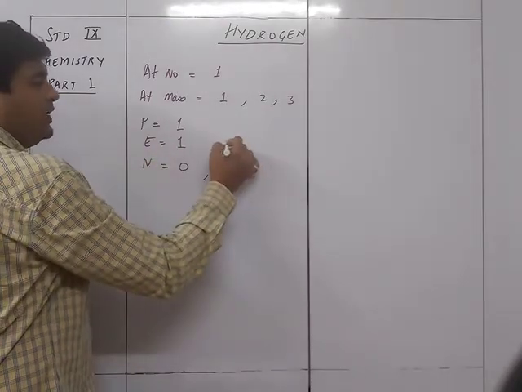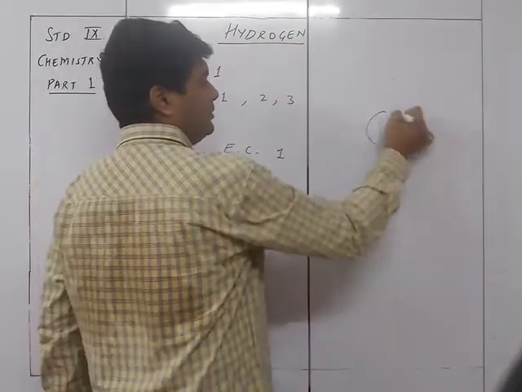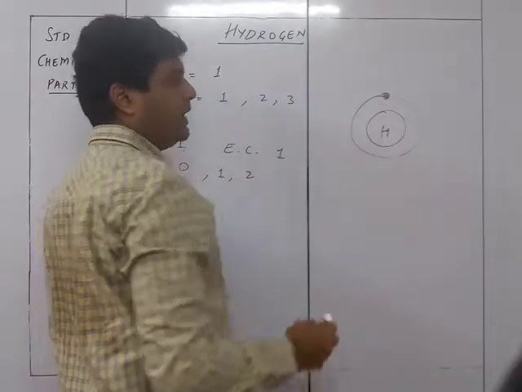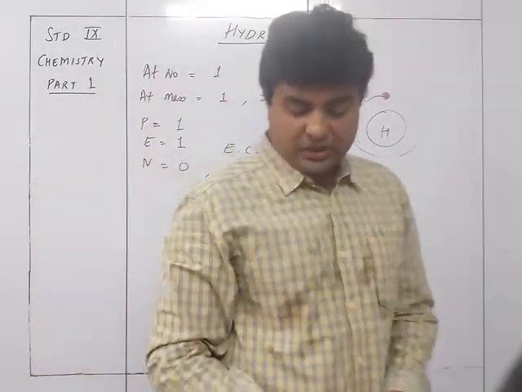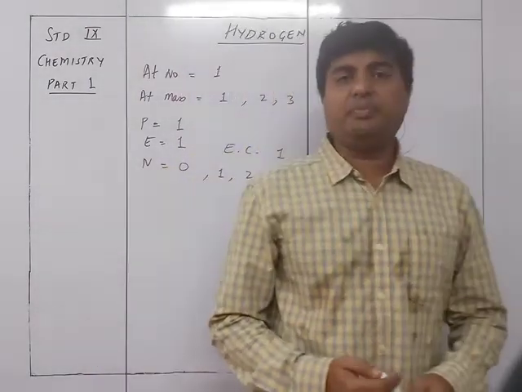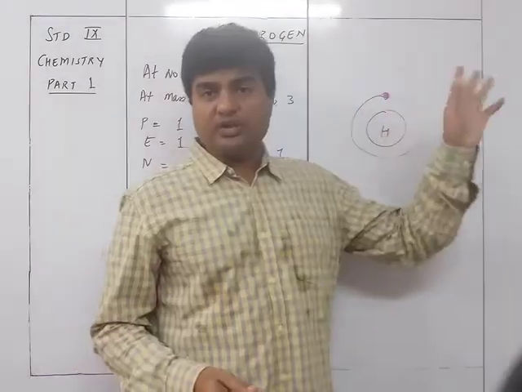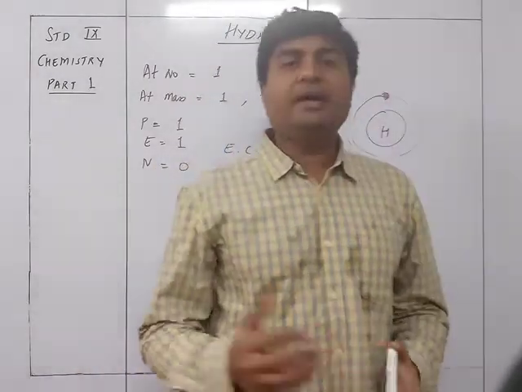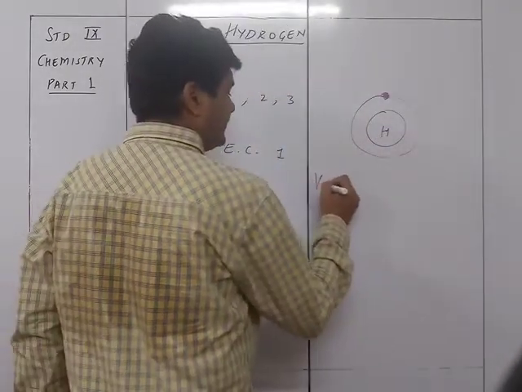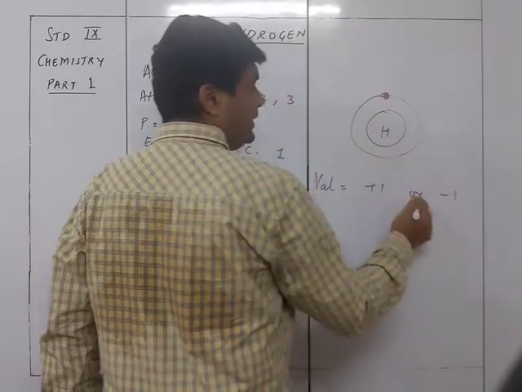Electrons are only 1, therefore the electronic configuration is just 1. That means it has an atomic structure like this, just 1 electron in the first shell. So we can see the valency of hydrogen can be +1 because it can give away or share its electron with somebody, or it can accept 1 electron, so -1. So the valency over here can be equal to +1 or -1, and that's the reason it can be placed.